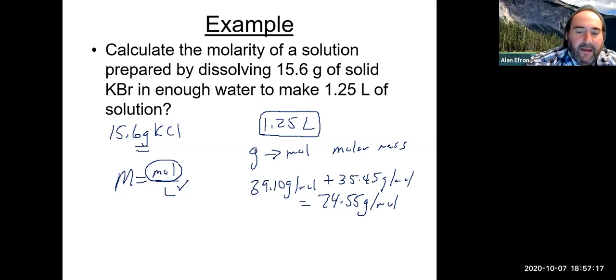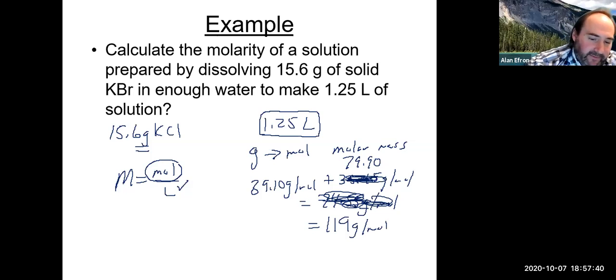Is it Br? I know, Br. See, that is what happens when you rush. 79.90, thank you for letting me know. All right, so we'll get the right numbers off the periodic table. That probably is going to make it come out much better, I think. 39.10 on that. Let's go with 119. That sounds like a much better number there. 119 when you grab the right element off the periodic table.